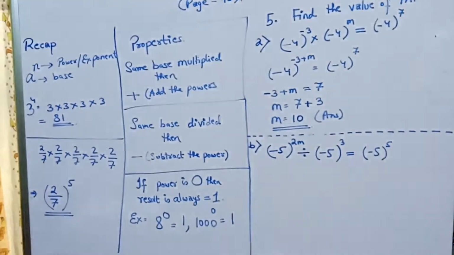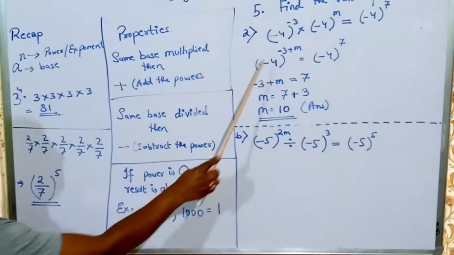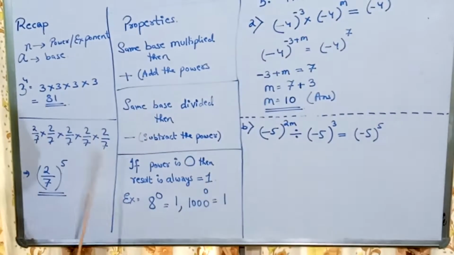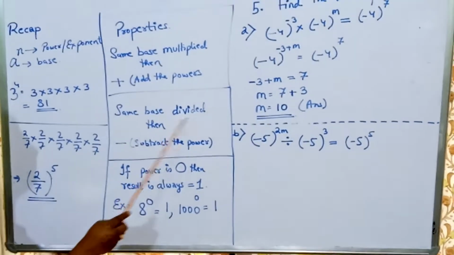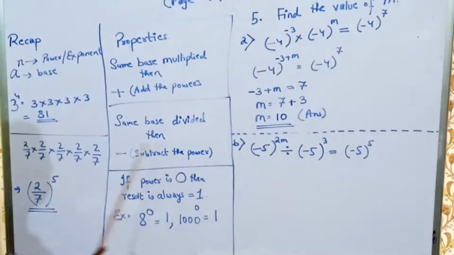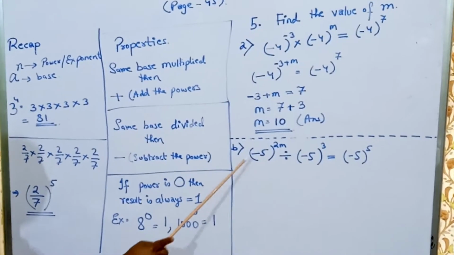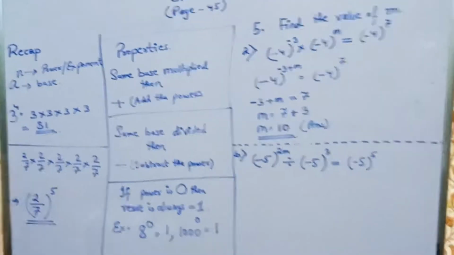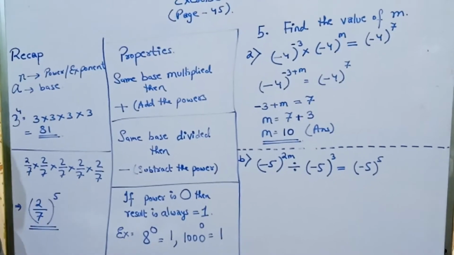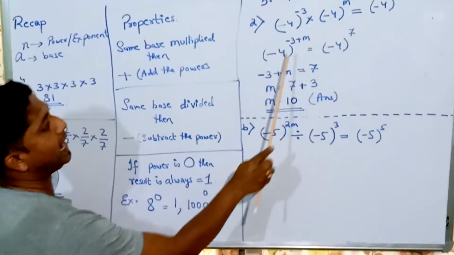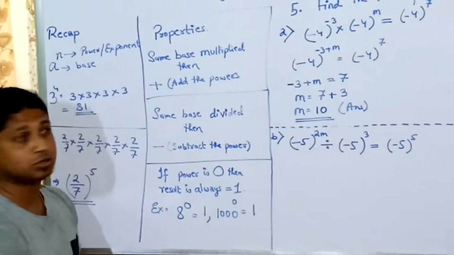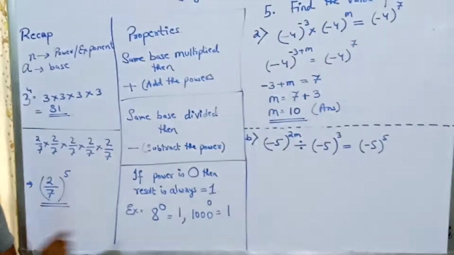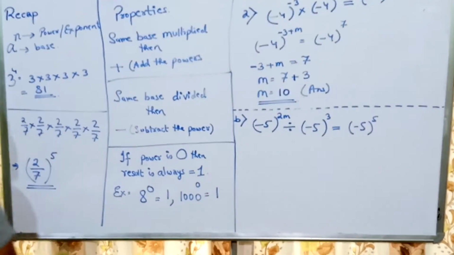Now coming to the next property, same base. It can happen the bases are same, but it is being divided. In the first sum it was multiplied. Now the second sum of your textbook, it is getting divided. When it is being divided, the procedure is same, but the only thing you have to follow is, instead of adding the power, you are supposed to subtract the power. That is all. So this sum I am going to do for you.